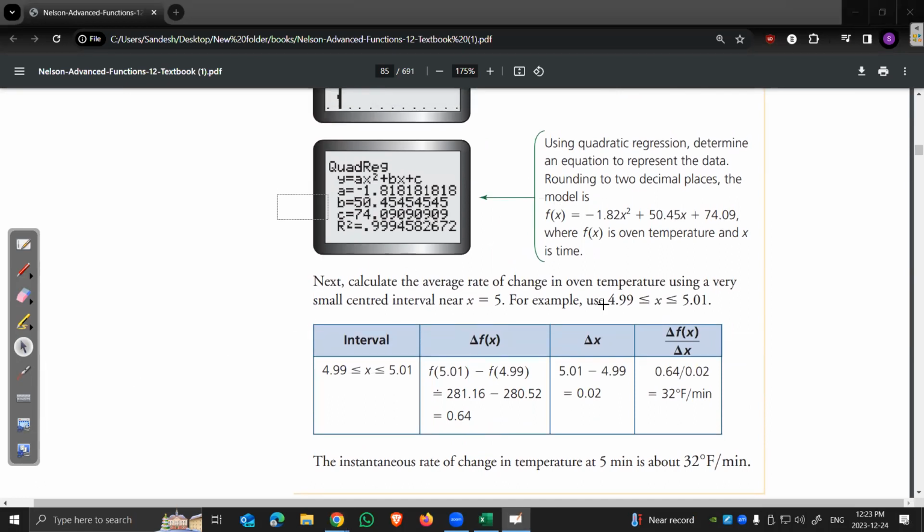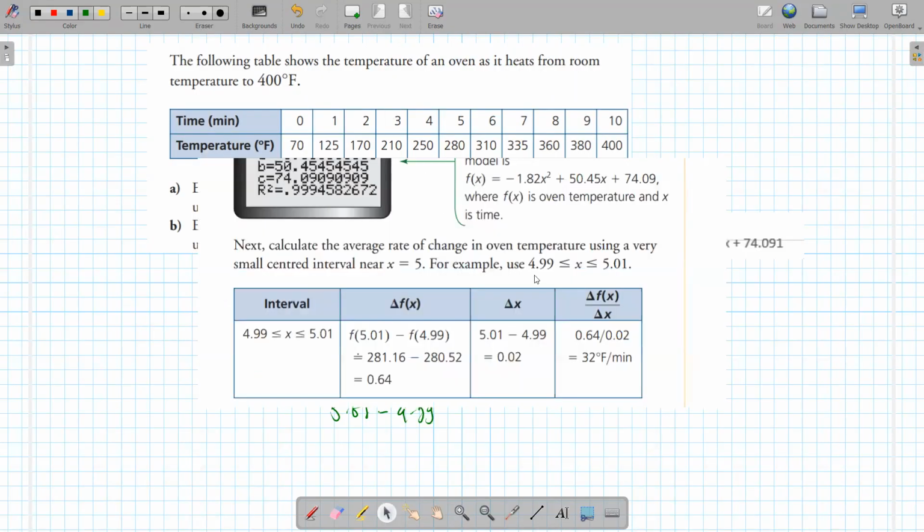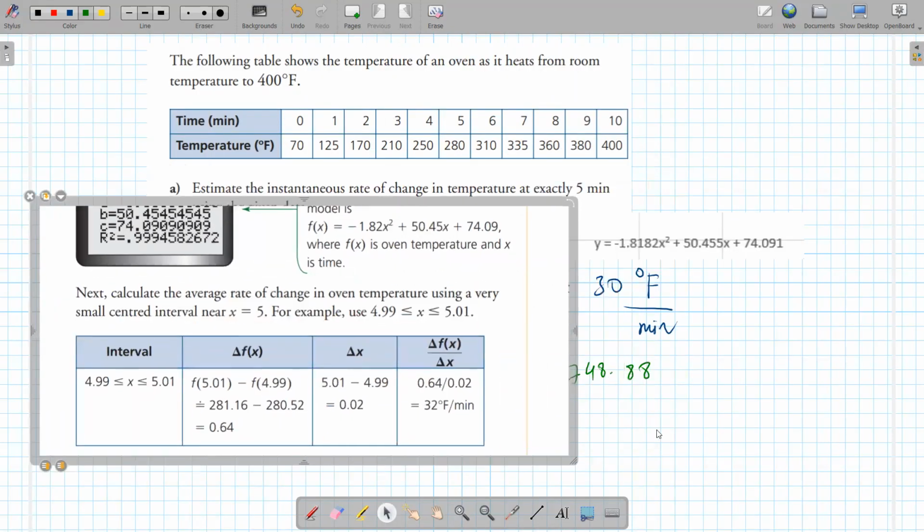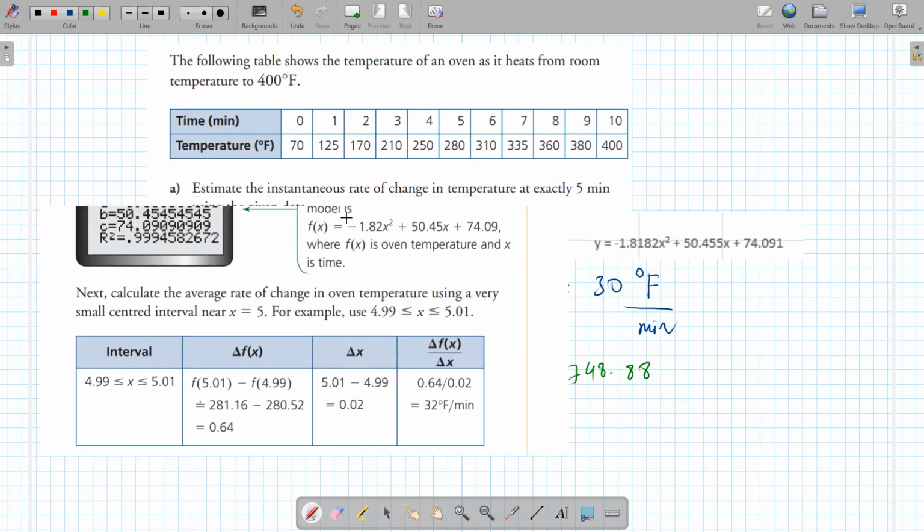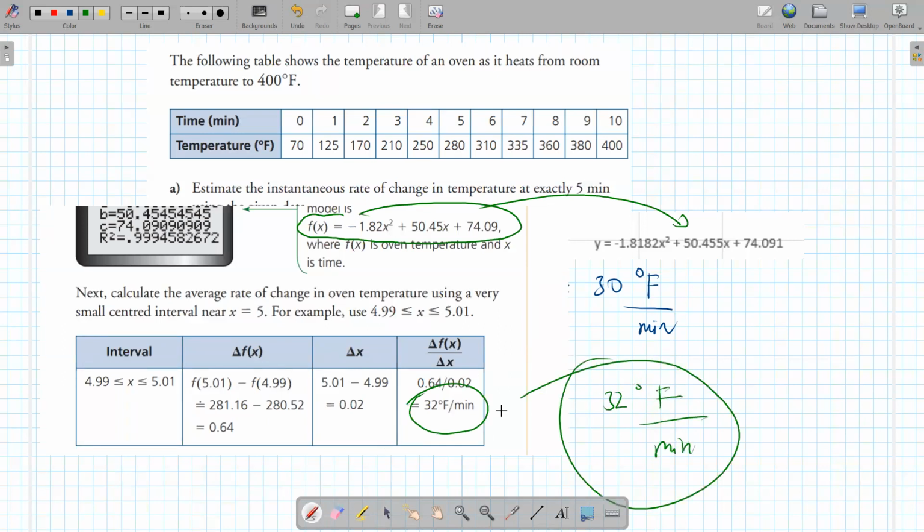But they got the same equation. See over here? I don't know how they got it. They used TI-84, the calculator. This and this is pretty much the same thing. If I had plugged it in right, going from 4.99 to 5.01, I would have gotten 32. And 32 is the best answer for this question.